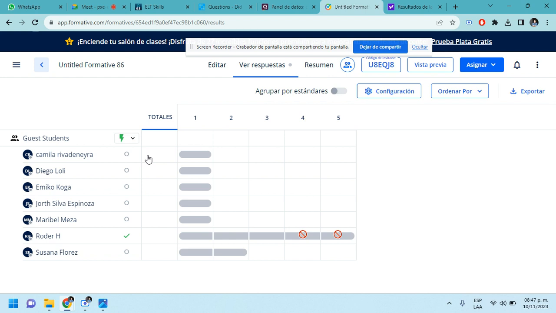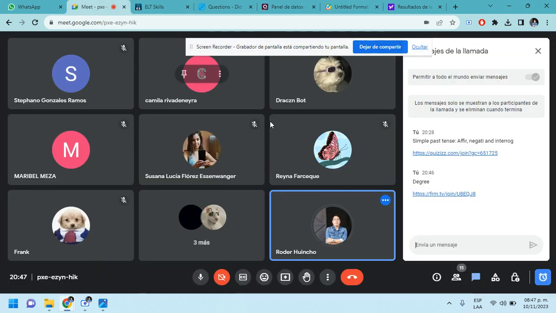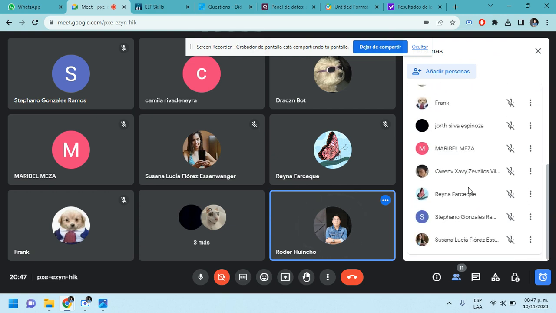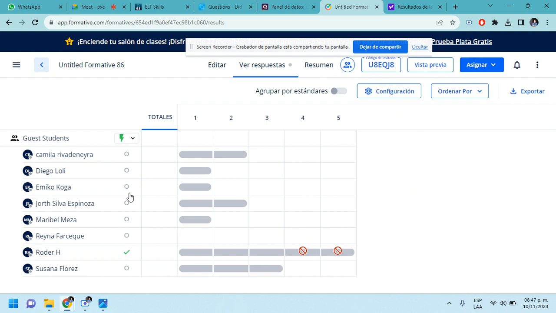Very good, Camila, Diego, Emiko, George, Maribel, Susana is here, ¿no? Owen, Stefano, open the link, please. Write your name. Así puedo saber quiénes también están escribiendo, ¿no?